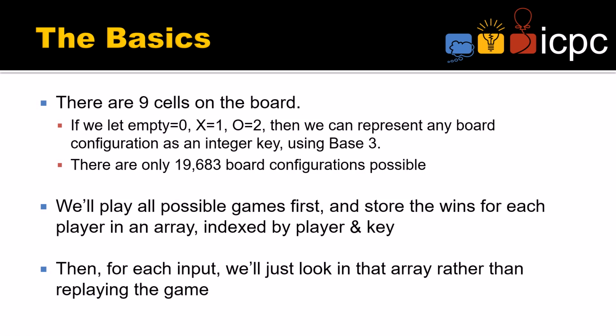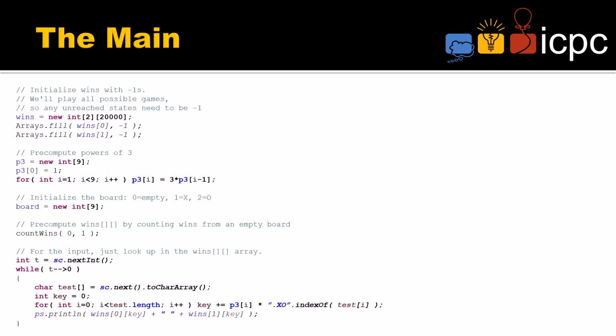So that gives us the possibility to play all possible games up front first and store the wins in an array. Then, for every input, all we'll need to do is look in that array rather than replaying the game from that point over and over, which would probably give us time limit exceeded.